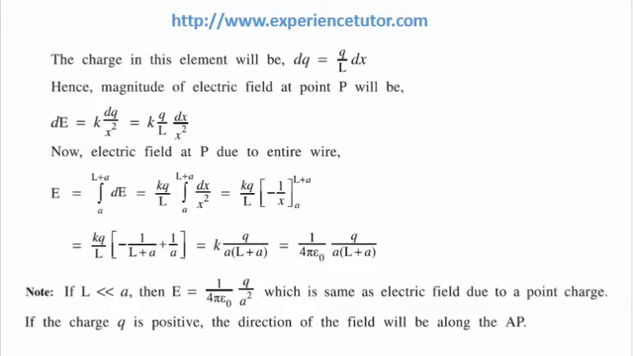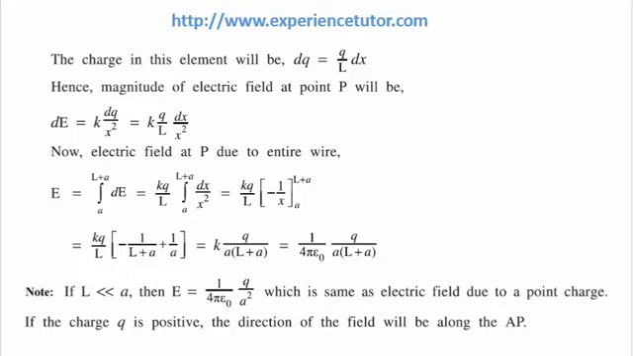The charge in this element will be dq = (q/L) dx. Hence, the magnitude of the electric field at point P will be dE = k dq/x² = k q/L dx/x². Now, the electric field at P due to the entire wire is E = integration, lower limit A, upper limit L plus A, dE.